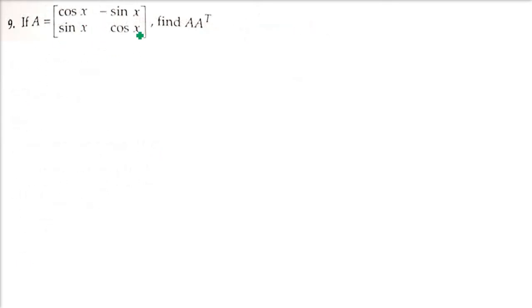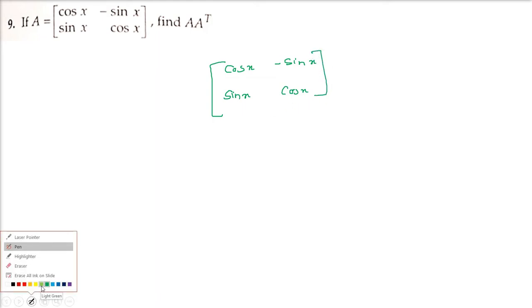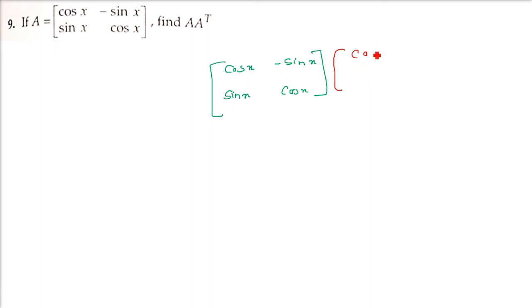Now the same thing is here. Now we have to take the A into A transpose. So let us do it. Cos x, minus sin x, sin x, cos x. And take the transpose. What is the transpose? The rows will become columns. So this row will become a column. Cos x will come here, minus sin x will go down. And then sin x, cos x, same thing. Sin x here and cos x here.